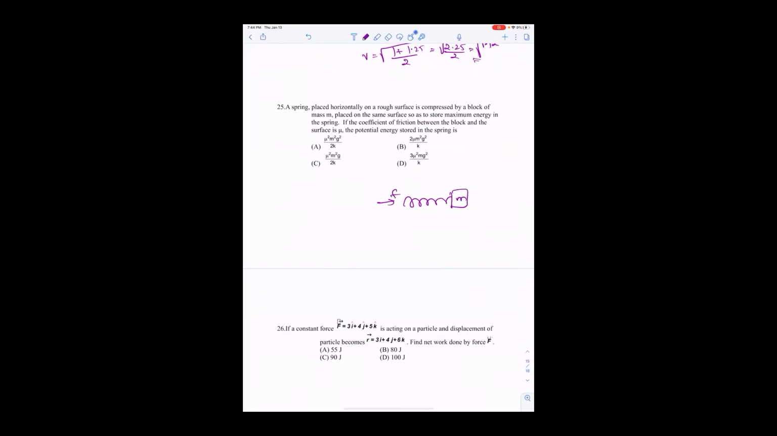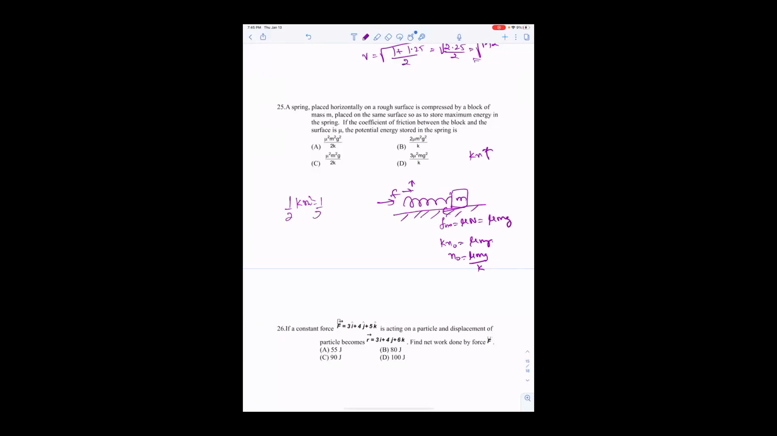If you are applying force F, the spring gets compressed. As you push, the compression happens and the spring force Kx keeps on increasing. The maximum friction force is mu times N, which is mu times mg. So when Kx is equal to mu mg, the block will start slipping. That is the maximum compression you can give. So x naught is equal to mu mg by k. The maximum potential energy is half k x naught squared.